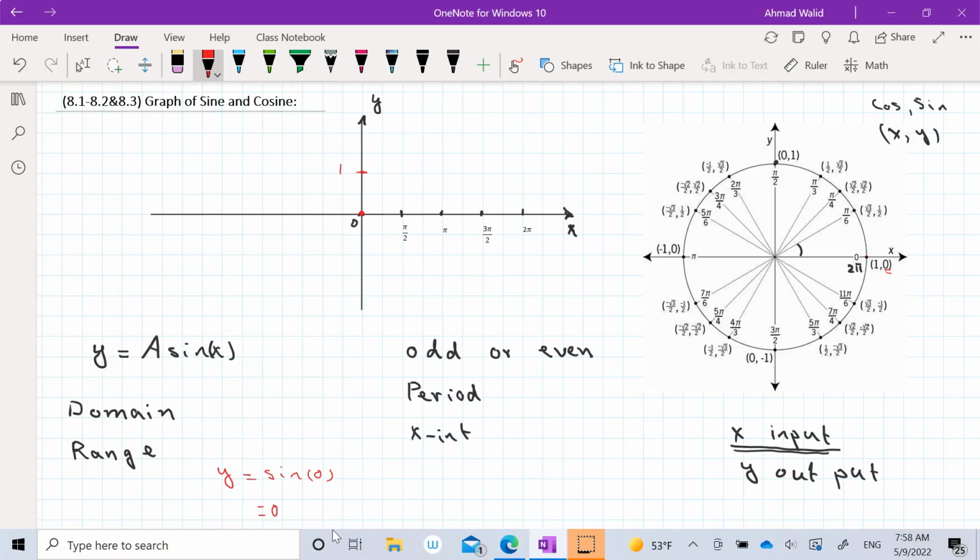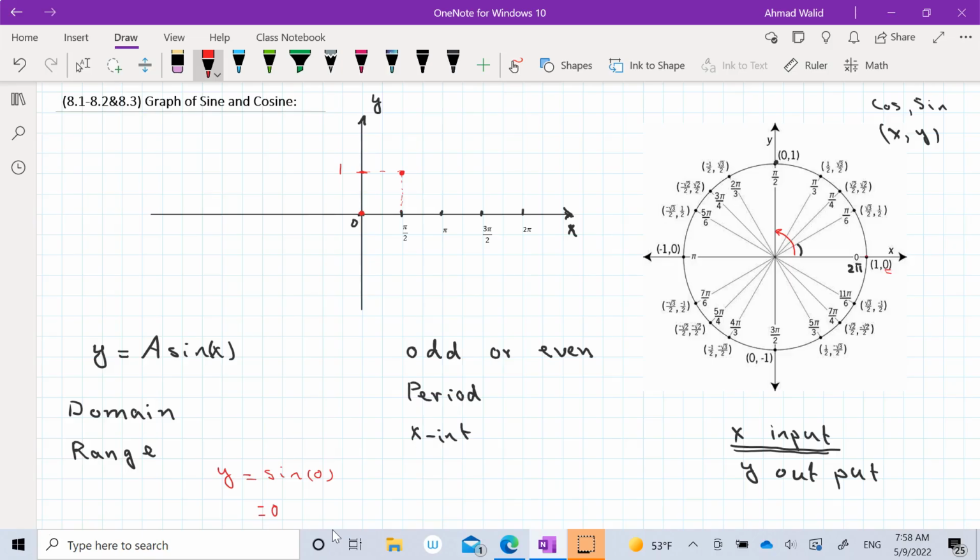For pi over 2, which is here, this angle from here to here, the sine of pi over 2 is 1. It means when your input is pi over 2, the output will be 1. Let's mark this point. Correct?